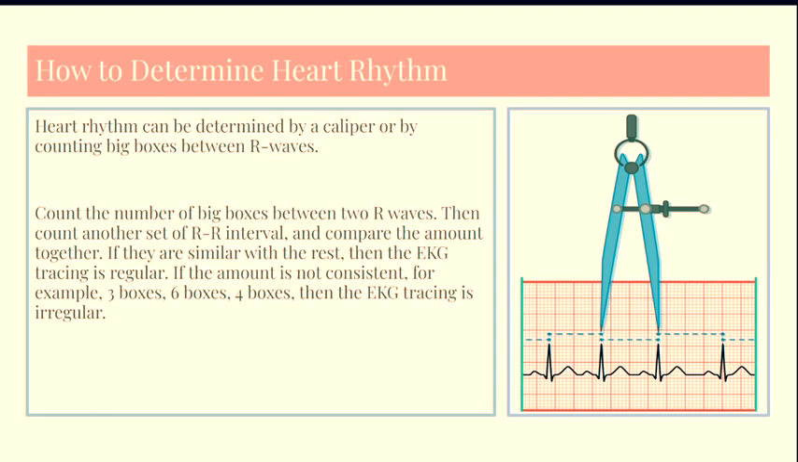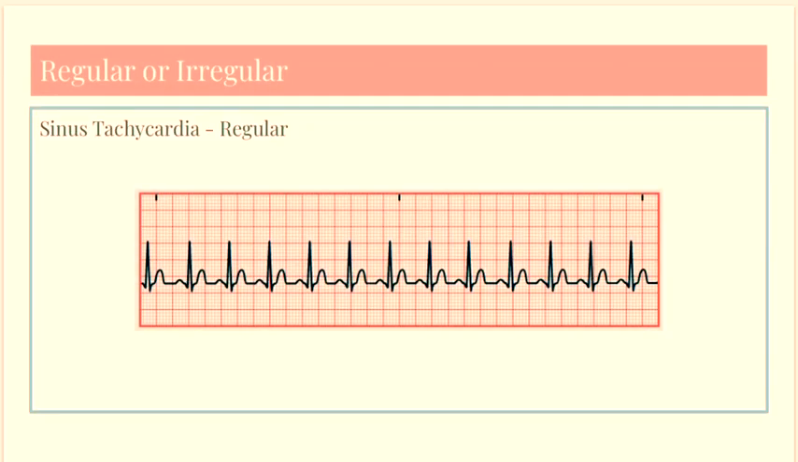If the amount is not consistent, for example, 3 boxes, then 6 boxes, then 4 boxes, then the EKG tracing is irregular. Regular or irregular. This EKG strip shows sinus tachycardia, and it shows a regular rhythm because between each of the RR intervals, there's about 2 to 2.5 boxes each.